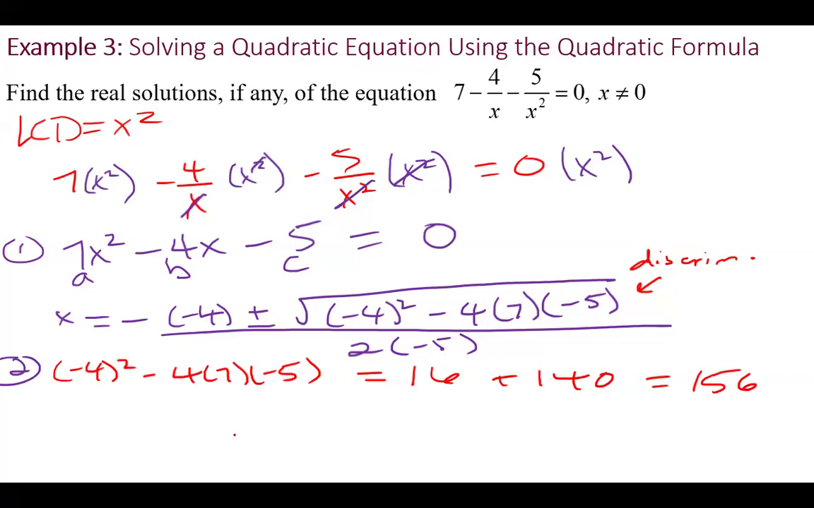Are we good? Negative 4 times negative 5 is what? 20. 20 times 7 is 140, right? So that's how we end up with 140. Because it's a positive number, we know that we actually have 2 real solutions. So we are going to proceed with plugging it back in and solving.